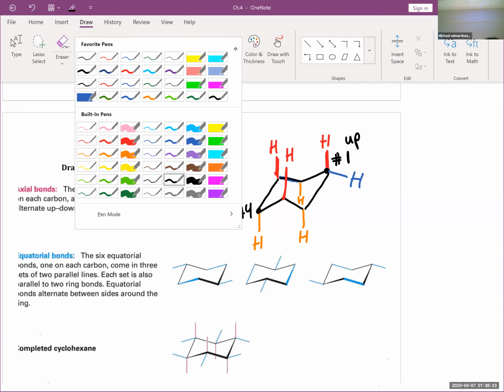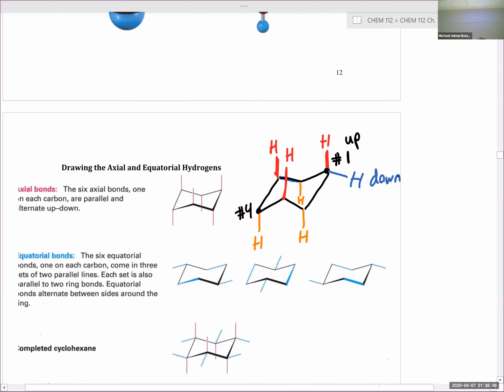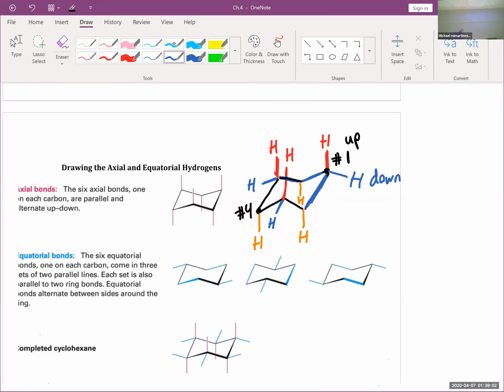Now, as we notice, we're filling in an equatorial hydrogen pointing down, so we can fill in our other equatorial hydrogens pointing down. So in this case, our carbon-hydrogen bond is parallel to our carbon-carbon bond. And then finally, our carbon-hydrogen bond is parallel to our internal carbon-carbon bond. So we filled in all of our hydrogens that are equatorial pointing down.